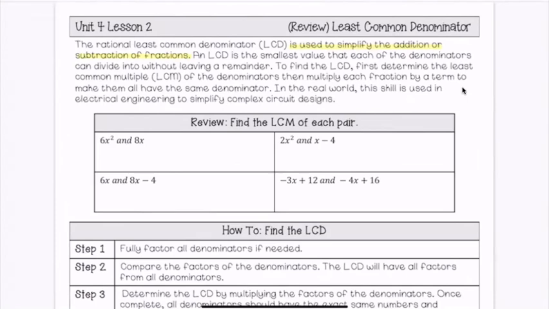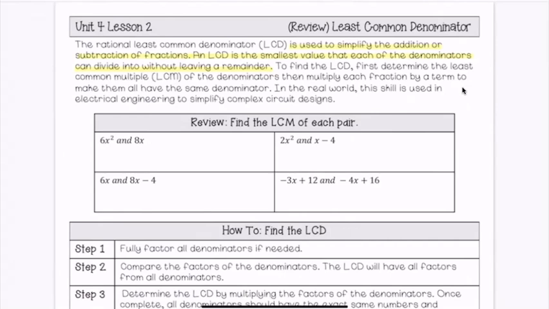An LCD, or least common denominator, is the smallest value that all of our denominators could multiply into, meaning we need to be able to include every part of every denominator in our least common denominator. What a least common denominator essentially is, is actually a least common multiple, just in the denominator of a fraction.